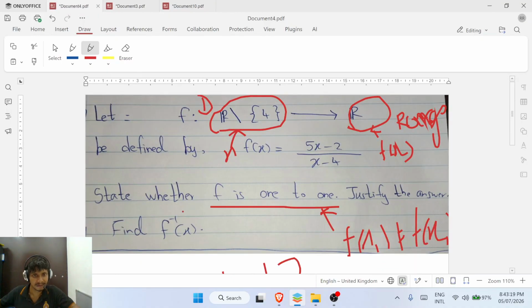Therefore, in this video we have discussed this one-to-one function. In the next video we will discuss how to find f inverse of x. What is the meaning of f inverse of x? It is the inverse function of f of x. We can discuss it in the next video.